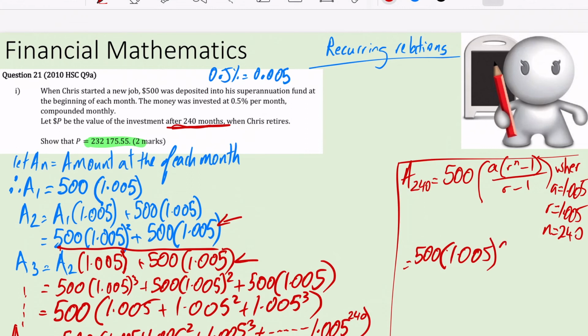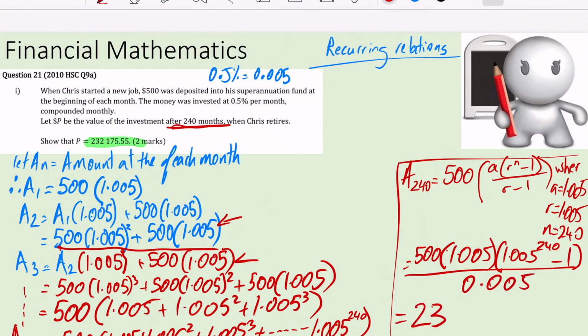1.005 outside of 1.005 to the power of 240 minus 1, all of that over 1.005 minus 1, which is 0.005. And put that into your calculator. You should get 232,175.55, which equals P. Fantastic answer, all right? So quite a bit of work to lead to that particular answer.